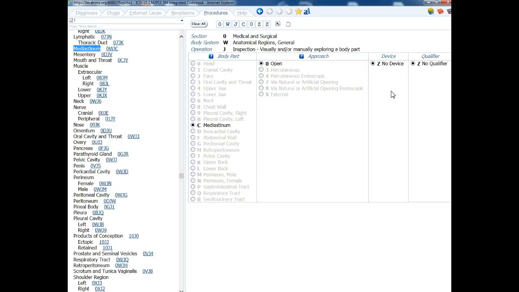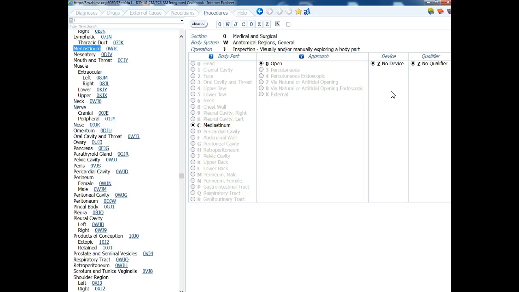Biopsy of bone marrow is coded to the root operation of extraction with the qualifier of diagnostic. And the reason for that, and I would write these down, when they do a bone marrow biopsy, they put a needle into that bone, usually it's the iliac crest, and they suck out bone marrow. So it meets the definition of the root operation of extraction.